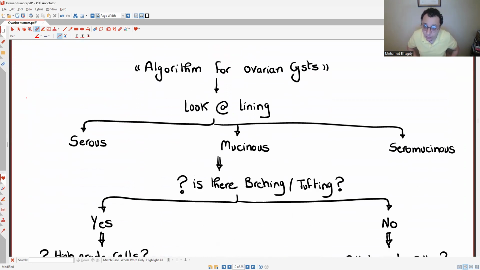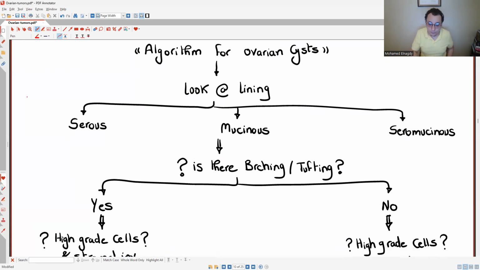I added this algorithm for ovarian cysts. This is how I approach any ovarian cyst in any oophorectomy case. For any oophorectomy, I look first at the lining. Grossly, I ink, measure, weigh, and open. And look at the content. Always open inside the container in order to collect the cyst content, and assess whether the cyst content is mucinous or serous.